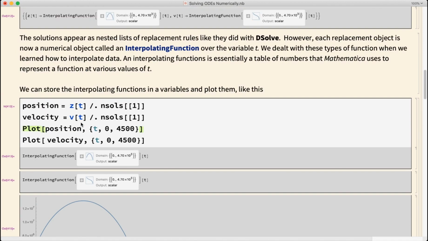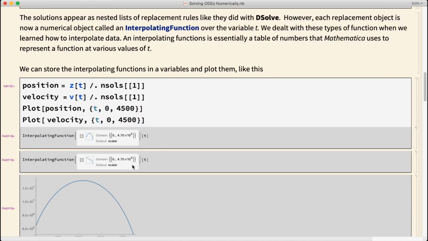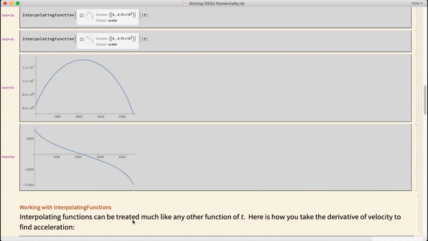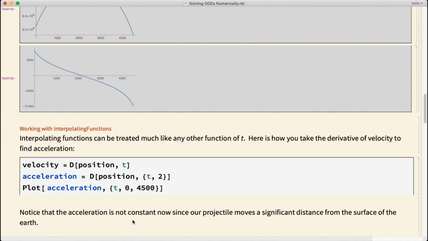Okay, and again, we did this with this test case scenario because now it would be quite easy for me to reduce the gravity or something like that and rerun through all this and get a new solution for that particular case. So let's talk a little bit more about working with interpolated functions, okay?